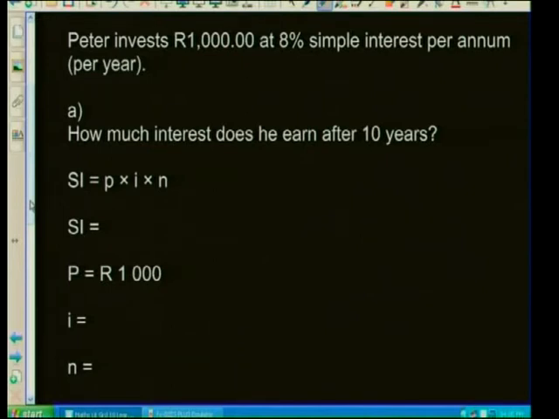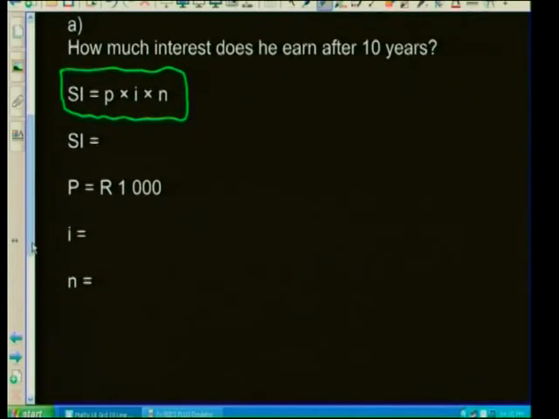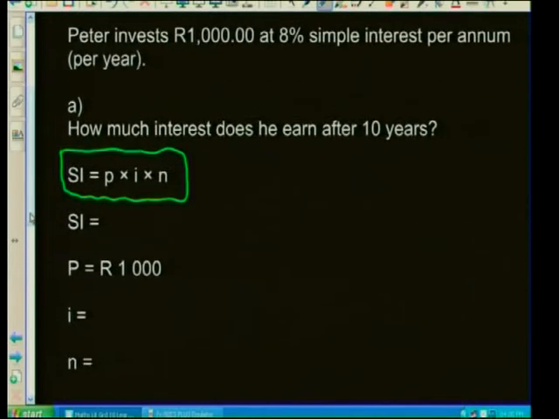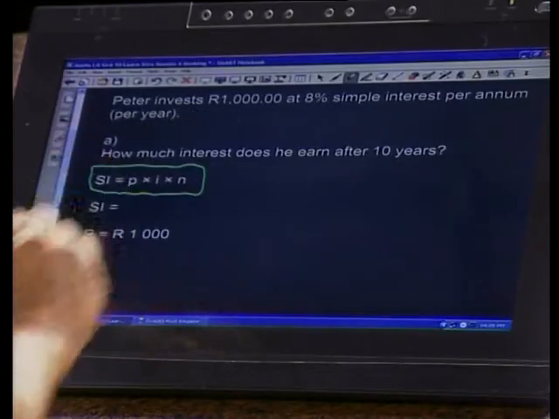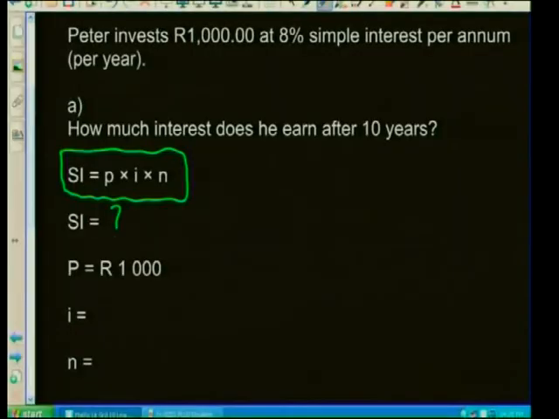Now look here, we get given the formula. That's exciting stuff. We're told SI equals P times R times N. Now the first thing I'm going to try and determine is this: what am I trying to find? I'm trying to find how much interest. In other words, that's what I'm trying to find, the simple interest.